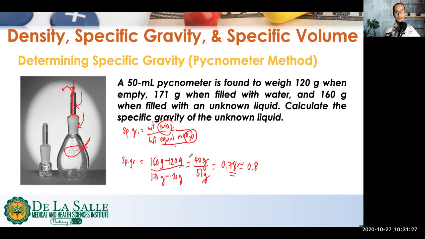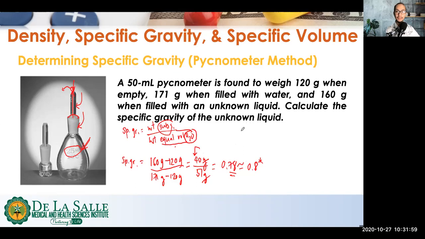But if we follow our discussion from before, remember that when we divide, you will use the numeral with a smaller number of significant figures. So that means 1. So it should be only 0.8. So this is the more accurate answer, if we base it off the rules of rounding off. So I hope you got that method, the picnometer method.